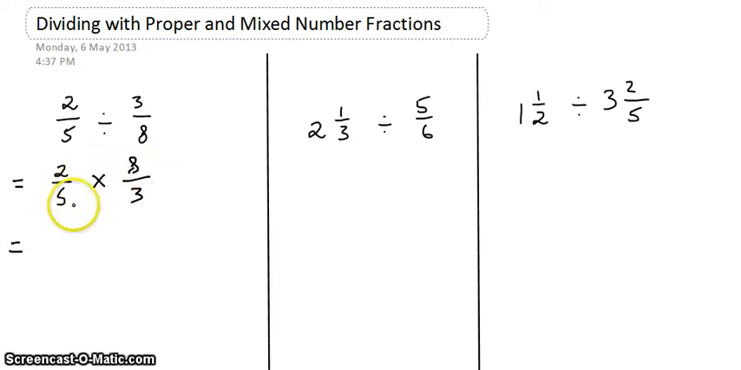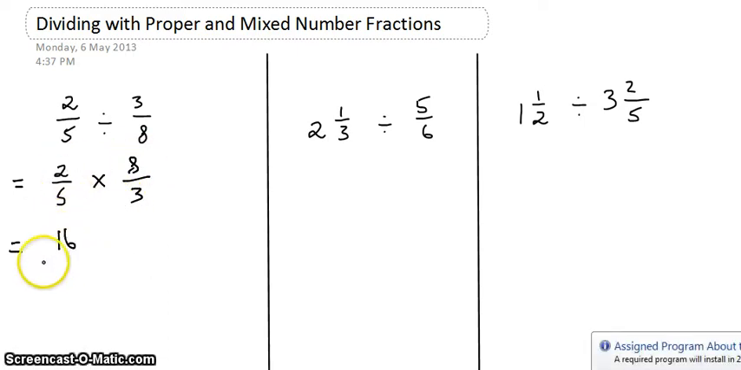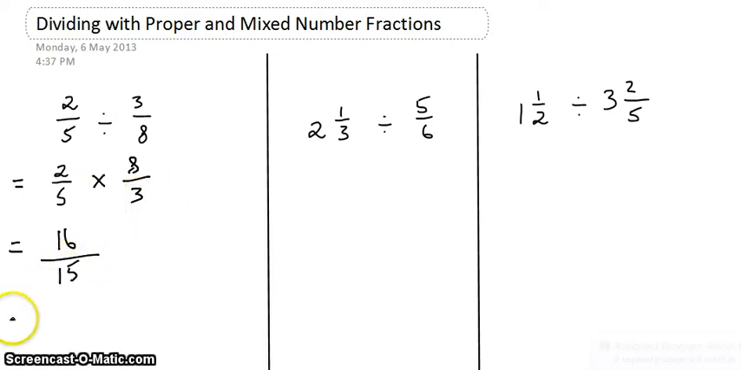We can look for any common factors that we can decrease by, and looking at it, 3 has no factors in common with 8 and 2, and 5 has no factors in common with 2 and 8, so we can't really factorise. It's at its lowest form. We simply multiply. 2 times 8 gives us 16, and 5 times 3 gives us 15. And it's still an improper fraction because the number on the top's bigger, so we need to turn that into a mixed number fraction. 15 into 16 goes once, with 1 left over, so it becomes 1 and 1/15.